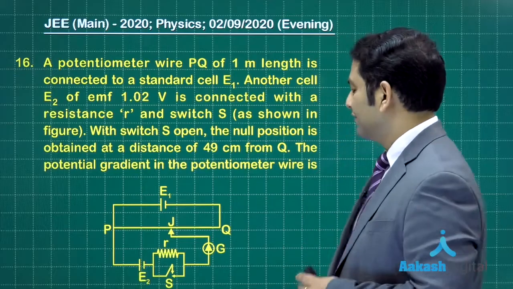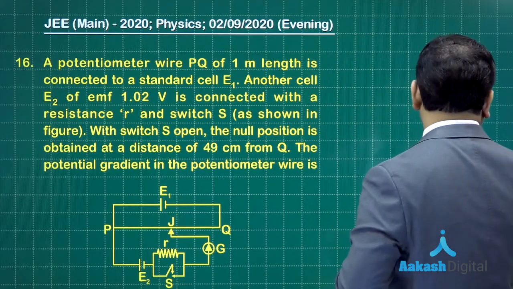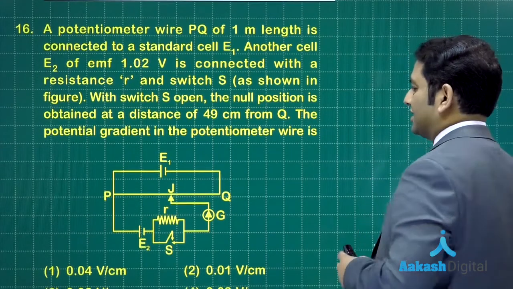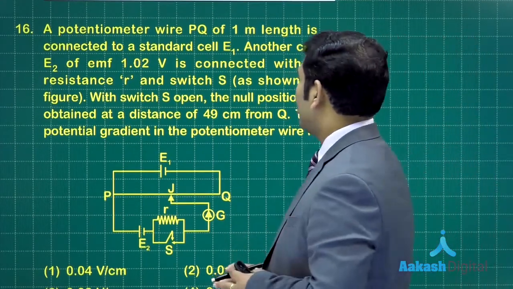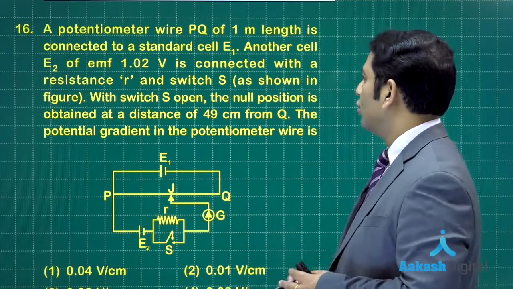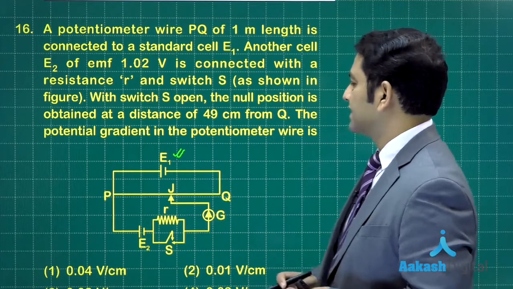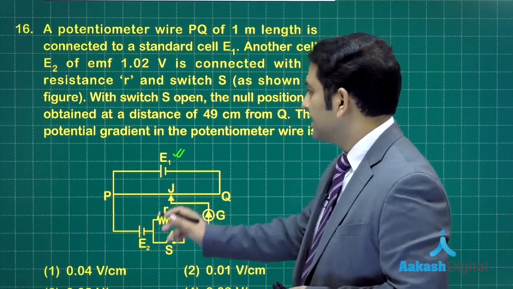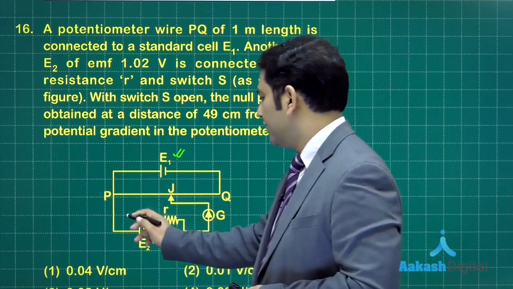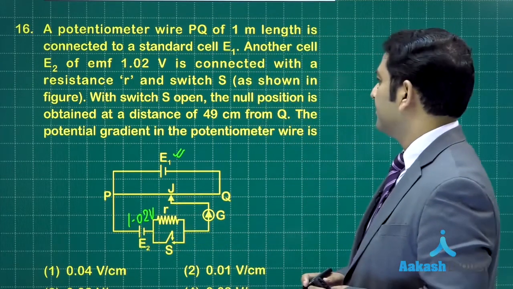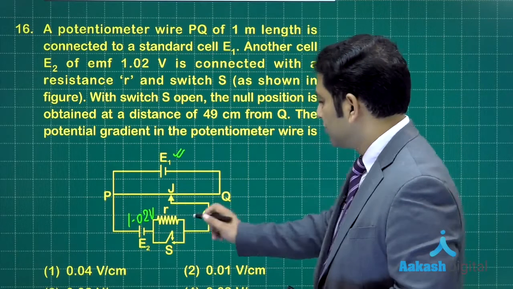Question number 16, that's from the potentiometer. So that's a very probable zone when it comes to examination. There's a potentiometer wire PQ of length 1 meter. And of course, this is the driver cell. There is another cell having an EMF of 1.02 volt that has been given, and it is connected through a resistance.